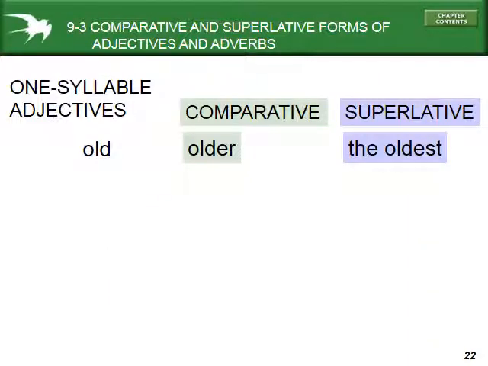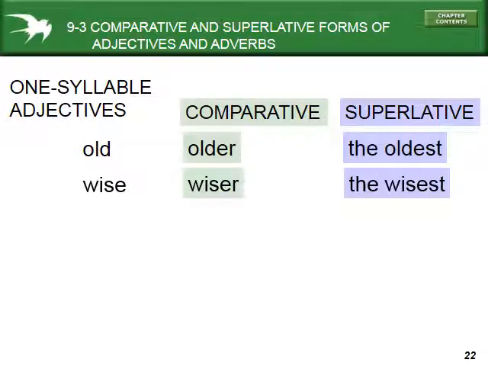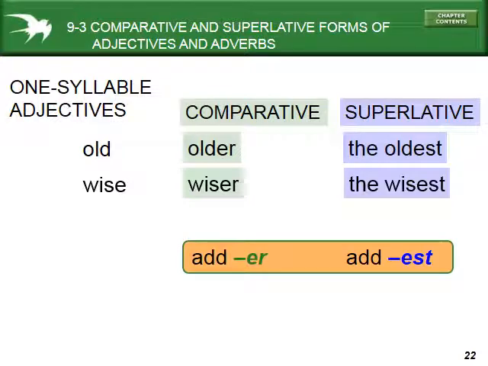Alright, so the first group, and this is on page 235, the first group that we have is one-syllable adjectives. Now a syllable is the vowel sound in a word. So a word like old is one syllable. There's only one vowel sound there. So we have old becomes older and the oldest. Okay, so anytime we have a one-syllable adjective, we're going to be adding ER or EST. Here's another example. Wise, wiser, the wisest. Okay, we add ER or add EST when it's one syllable.